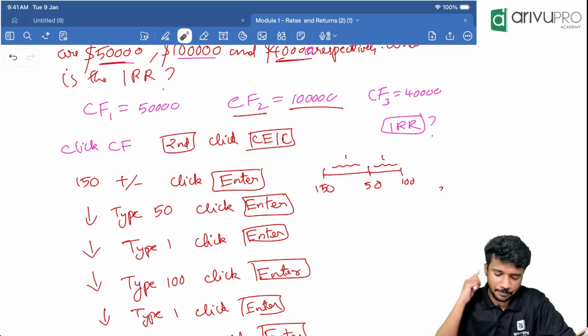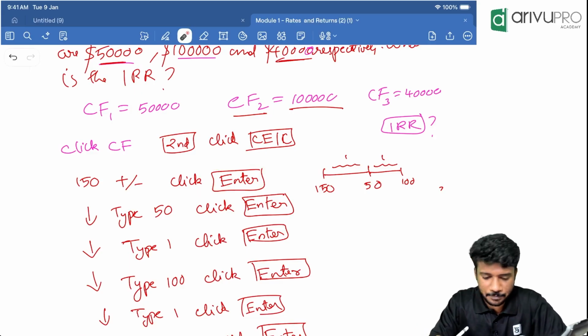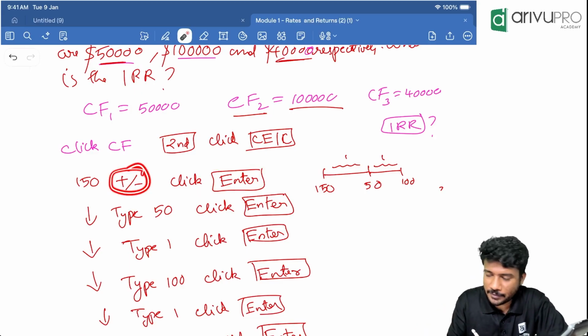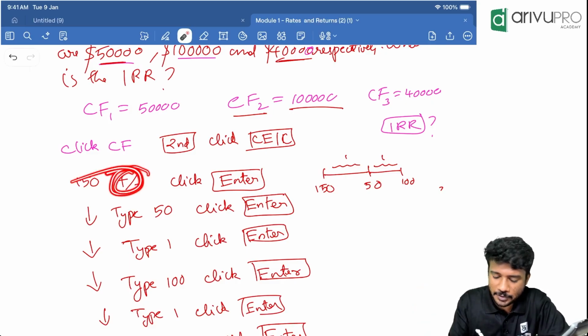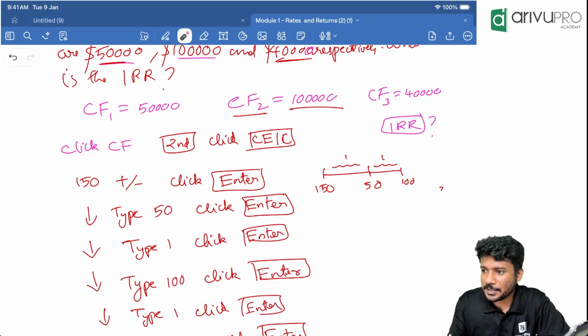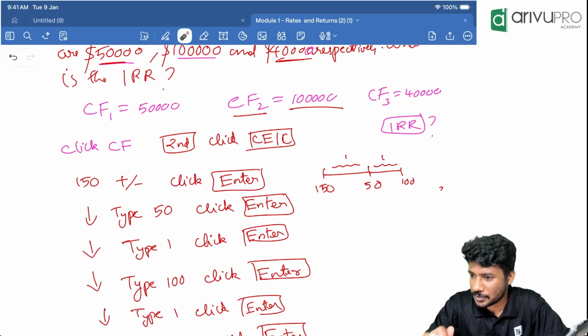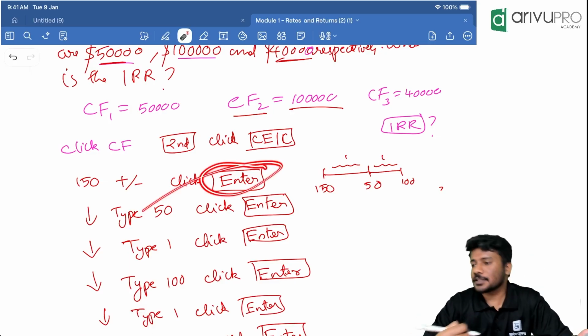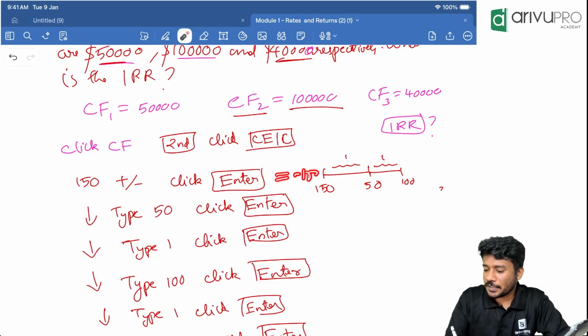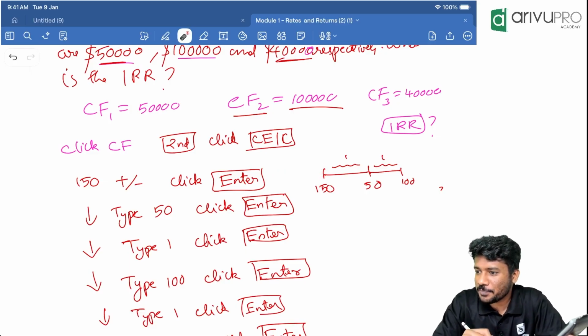Yes. Take your time. After typing 150, then click plus or minus. It is given in the question. Look here, on the board also it's there. Plus or minus. Then click enter. That means it became minus 150. Correct? Just help him also. CFO. Do you type 150, then click plus or minus, then click enter? That means it became minus 150. Yes. Does it become minus 150 now? Yes.